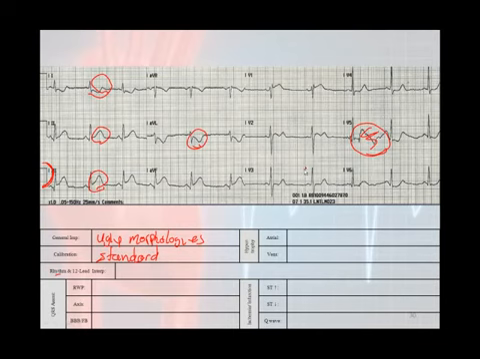So we're going to look at this. What is our rate? 300, 150, 100, 75, 60. So it's actually a little slow. So we'll say that's about 58. There are P waves that are married to the QRSs. There's one P wave for every QRS. So we're going to say our rhythm is a sinus Brady at 58 beats per minute.